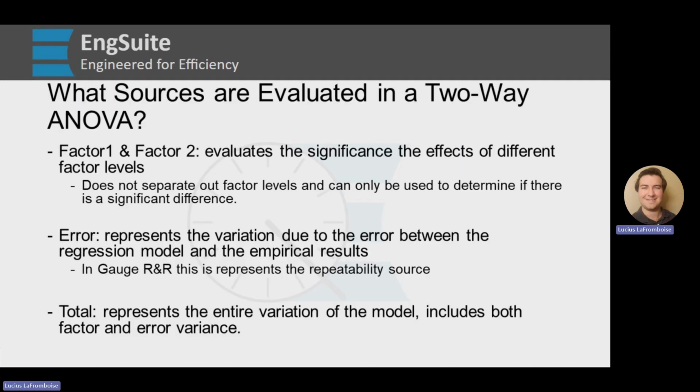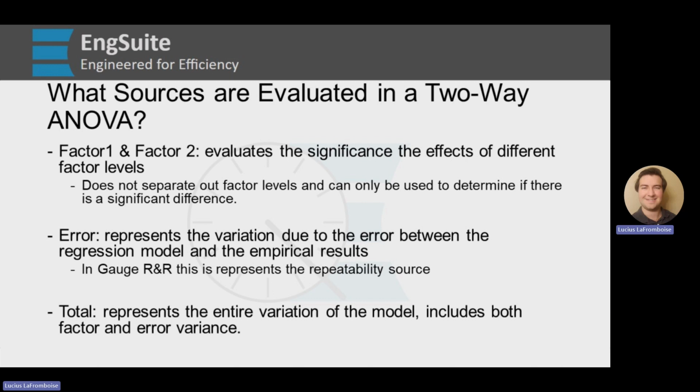So what sources are evaluated in our two-way ANOVA? Well, we have factor 1 and factor 2. So we evaluate the significance of the effects of different factor levels. This does not separate out our factor levels, and we can only use it to determine if there is a significant difference. So the significance of factor 1 and factor 2 only shows whether or not different levels of that factor have an effect, not which levels have effects.